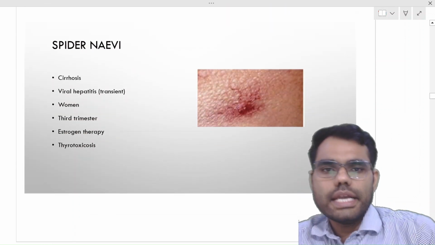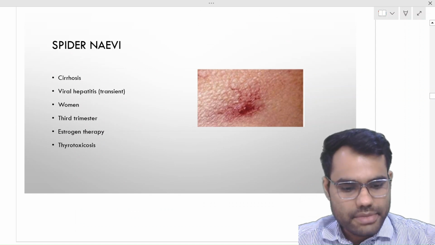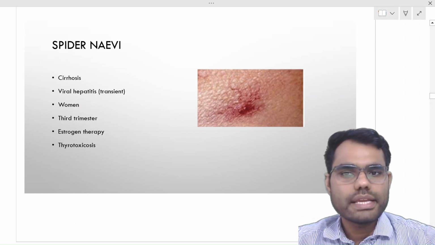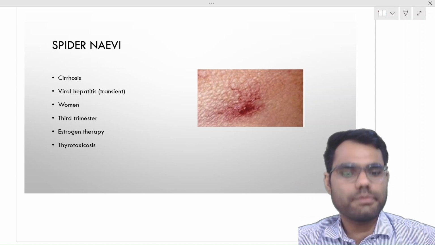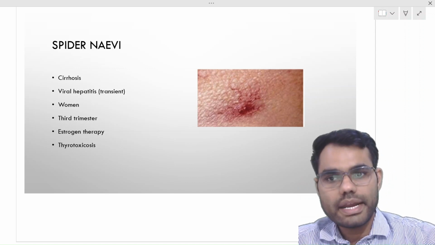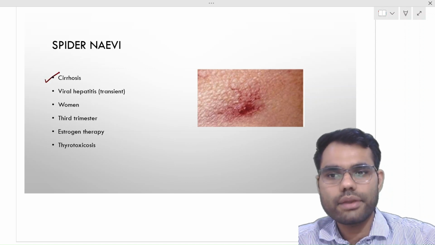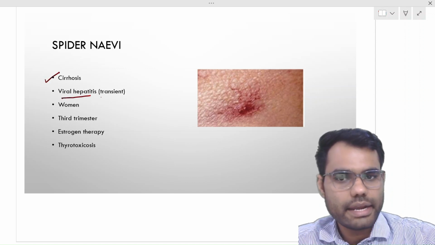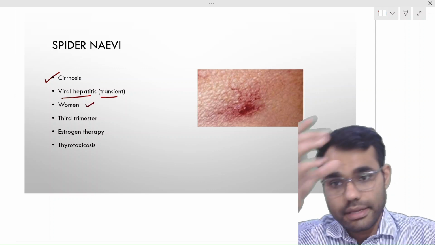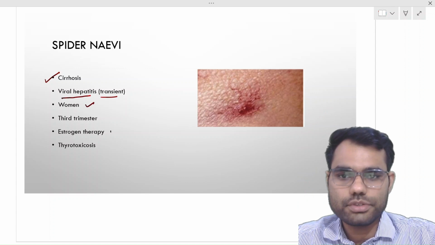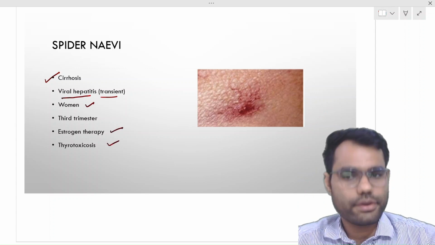So when we talk about these individual signs, apart from the mechanism, the other important thing we should know about these signs are that what are the causes apart from cirrhosis causing these signs, right? So like spider nevi, apart from cirrhosis, can also appear in viral hepatitis transiently in women, because women have a estrogenic state, third trimester of pregnancy, patients on estrogen therapy, and in thyrotoxicosis.